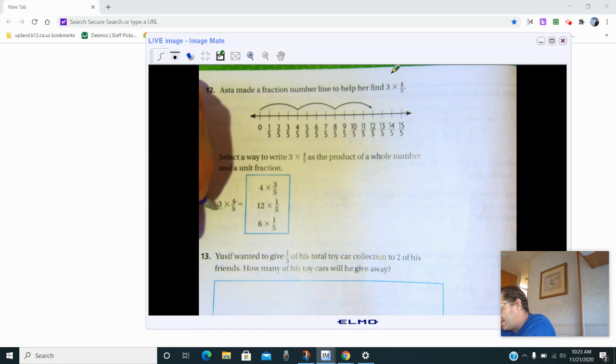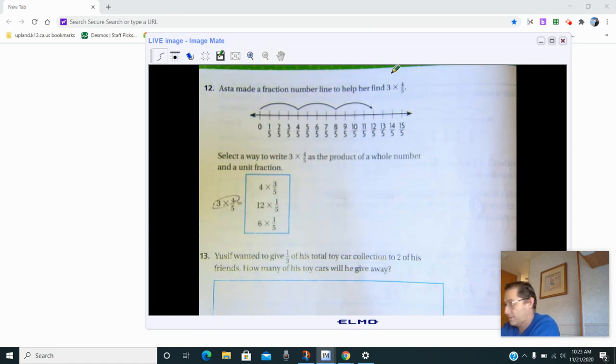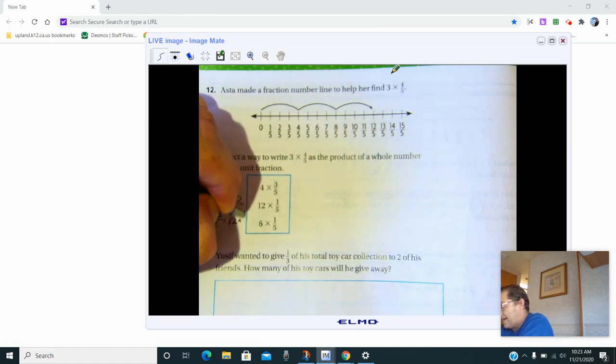Well, what's 3 times 4? That would be 12/5, right? So what's another way of writing 12/5? 12 times 1/5.